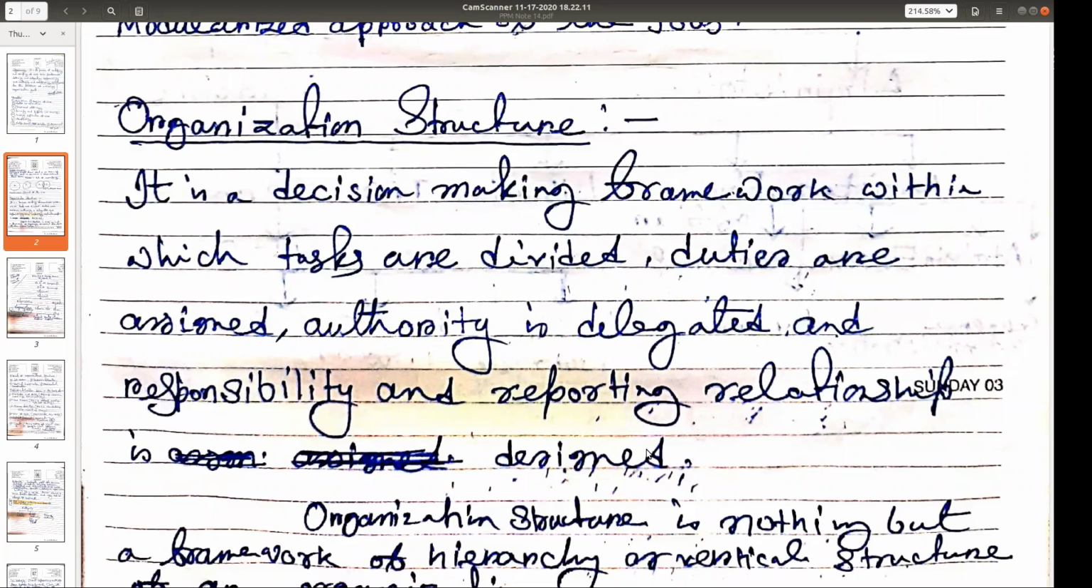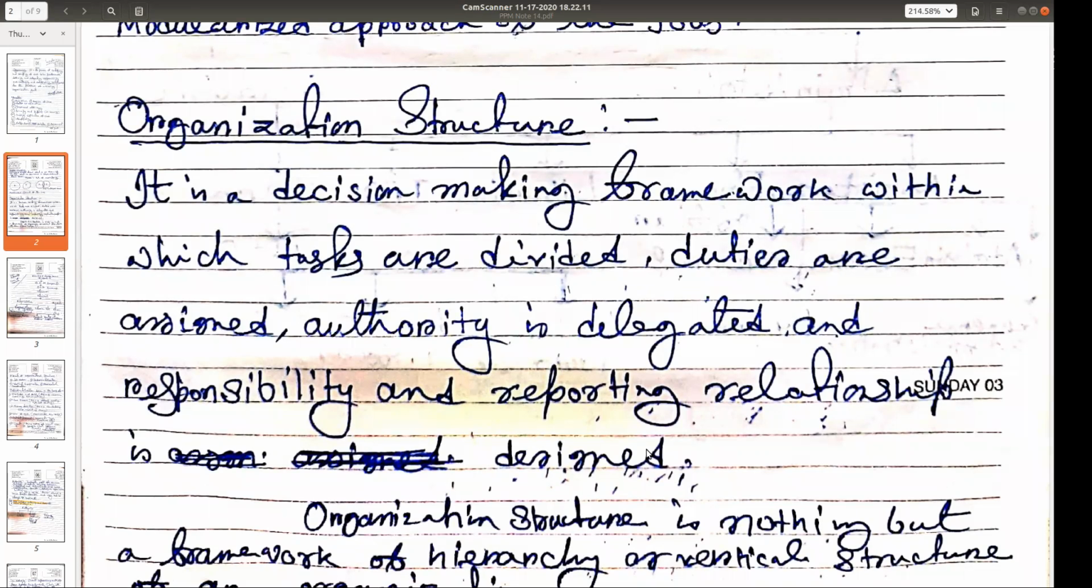So he should have a boundary that I have to accomplish up to this. So I should focus, better to focus on this, my part, and I have to report to somebody. So that's the authority, and with authority, delegation comes. I will discuss it later on. And then responsibility, and as I told you, the reporting relationship, that means you should know to whom you have to report. So this is basically the basic framework, which we can say organization structure.